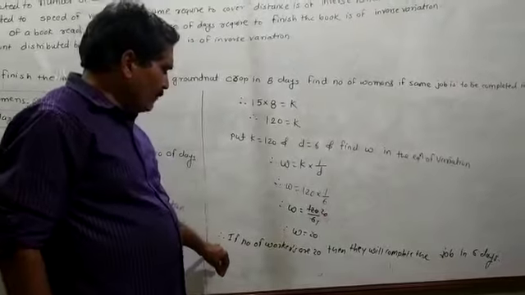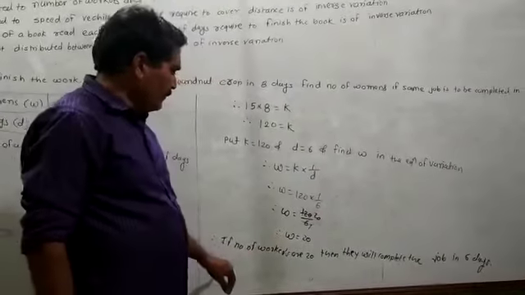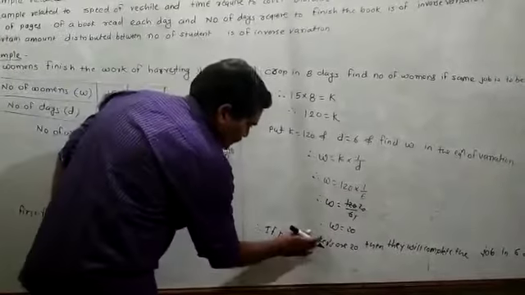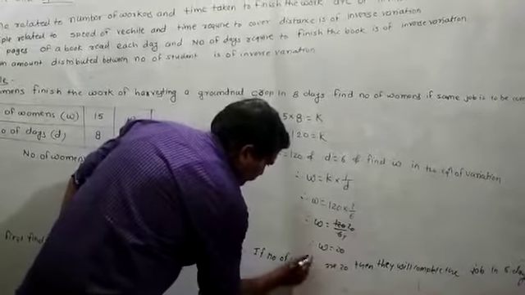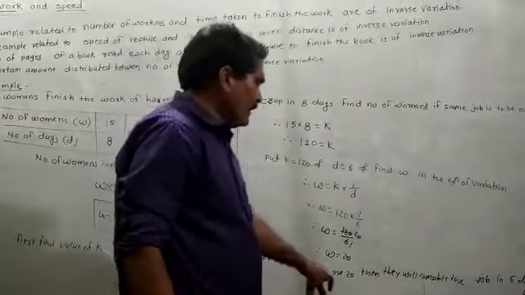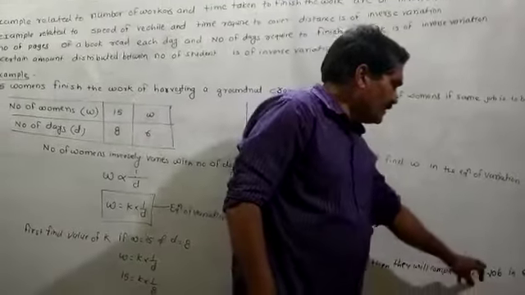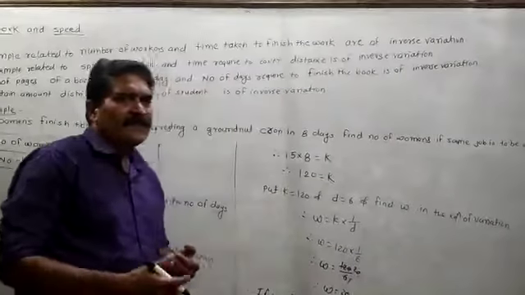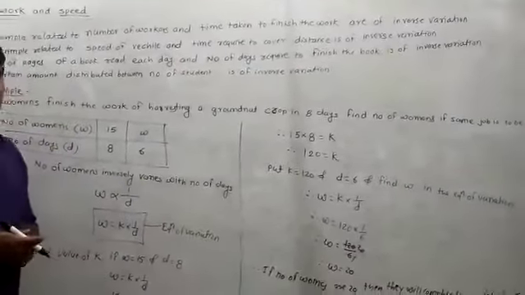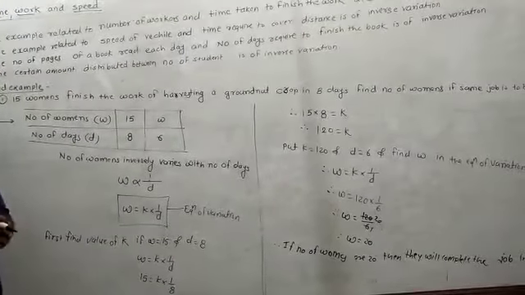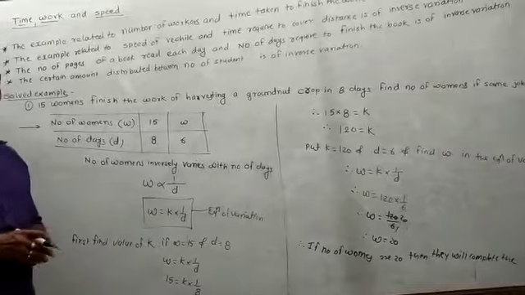Therefore, if the number of women is 20, then they will complete the same job in 6 days. In this way, you have to solve the inverse variation problem of work and wages. I think you understand this problem. Write this example in the classwork notebook properly. Thank you.